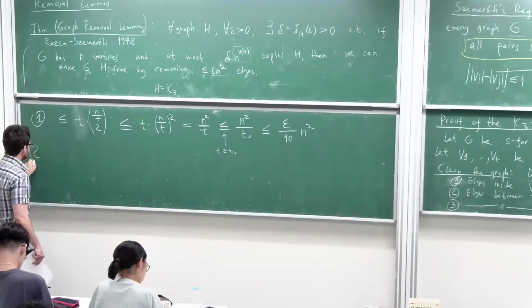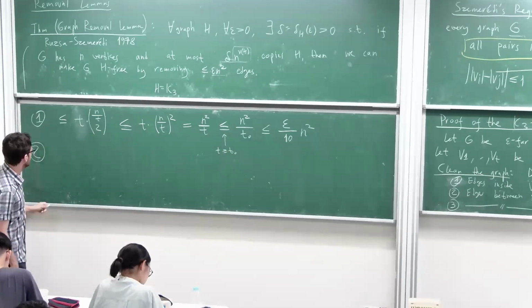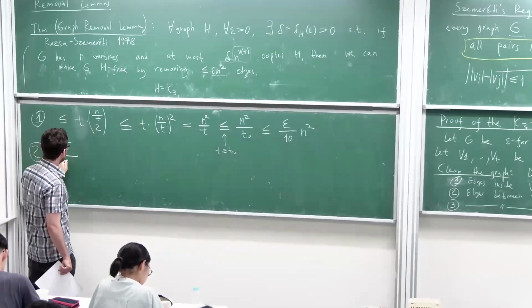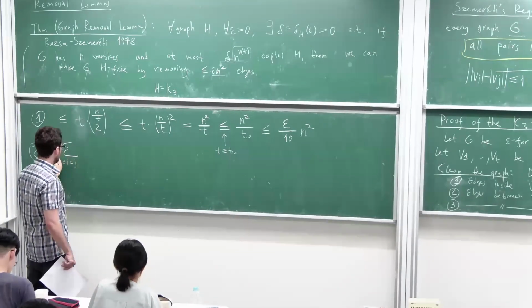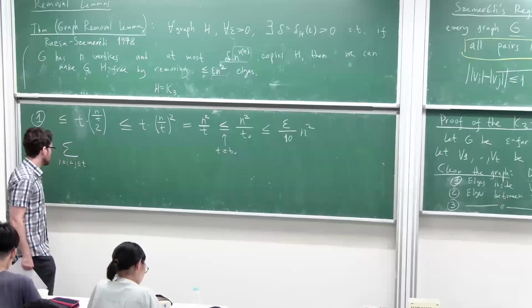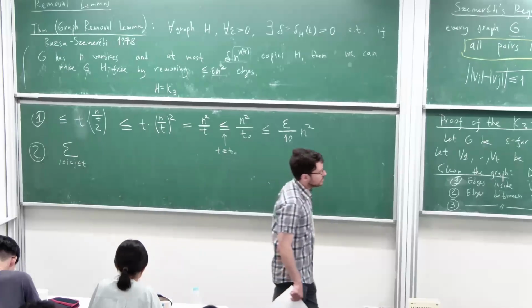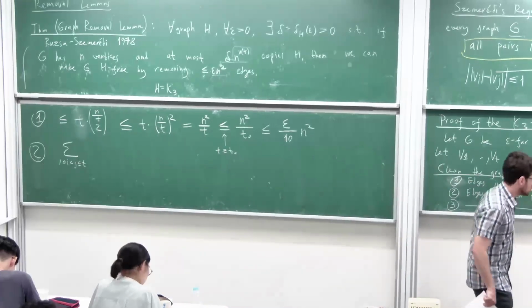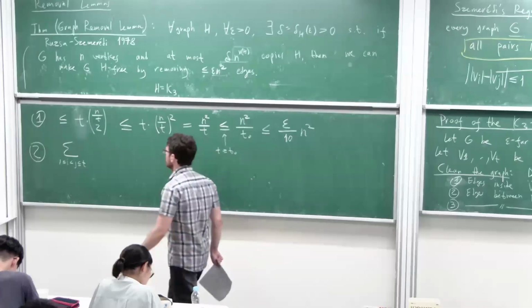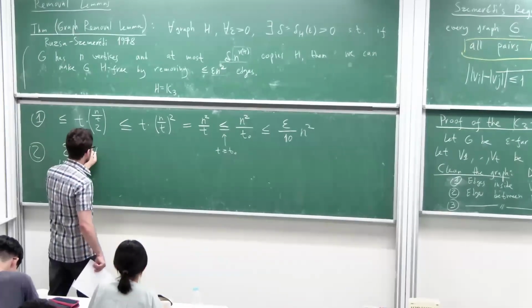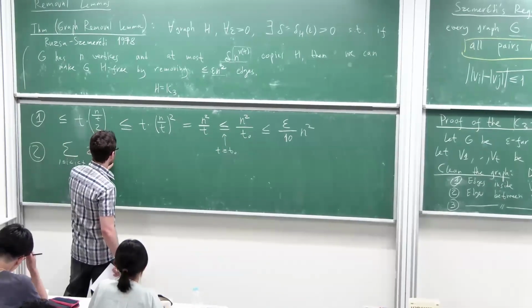Okay. Now let's do edges of type 2. We deleted at most the sum over all pairs i, j, and we only delete edges if the density is less than 2 gamma. So we can write 2 gamma times the number of pairs.